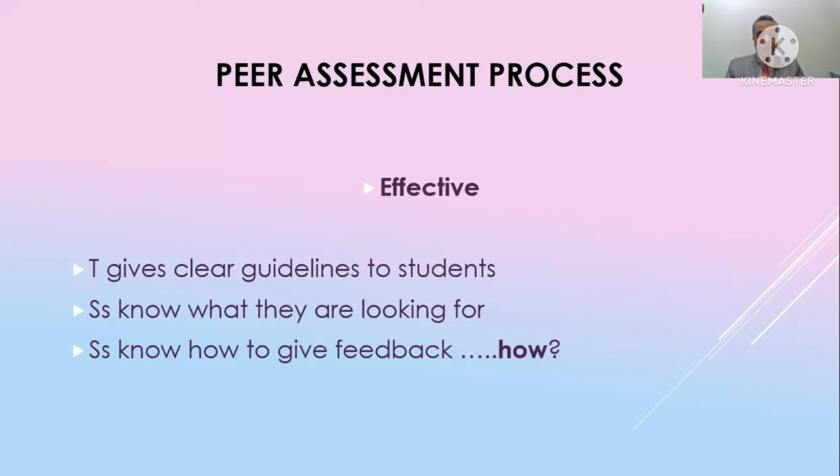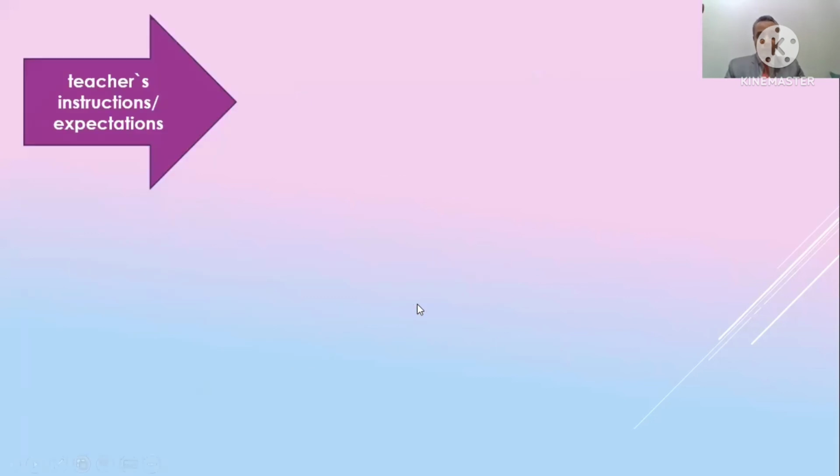The student knows what they are looking for. This is number 2. They are not just asking each other; they are doing it for a purpose. Number 3, they know how to give feedback according to the rubrics.